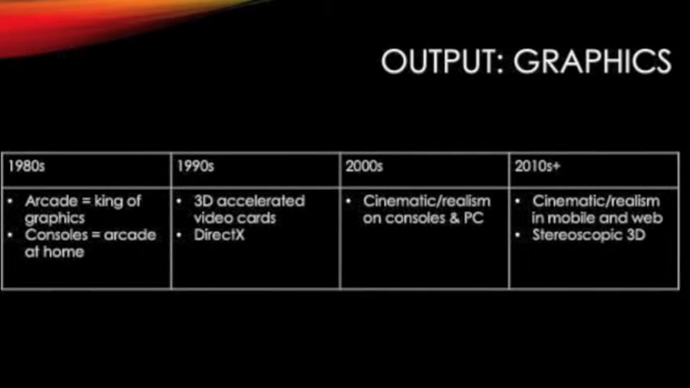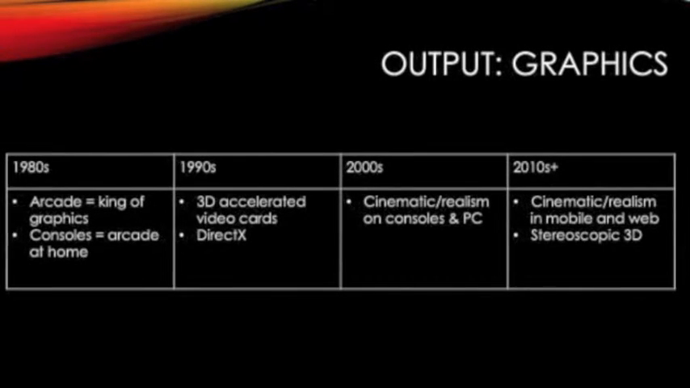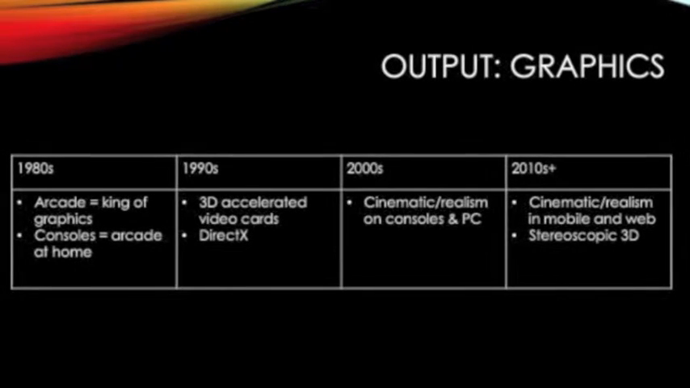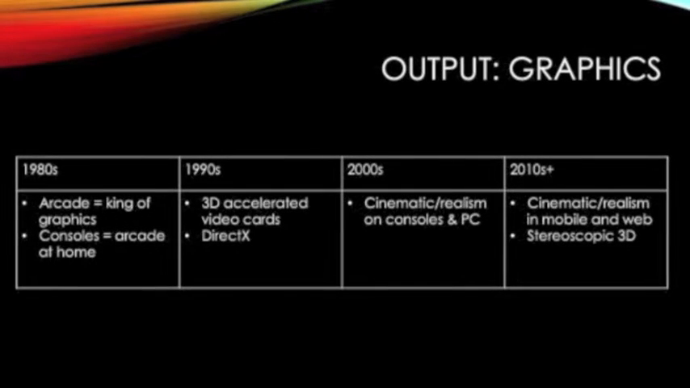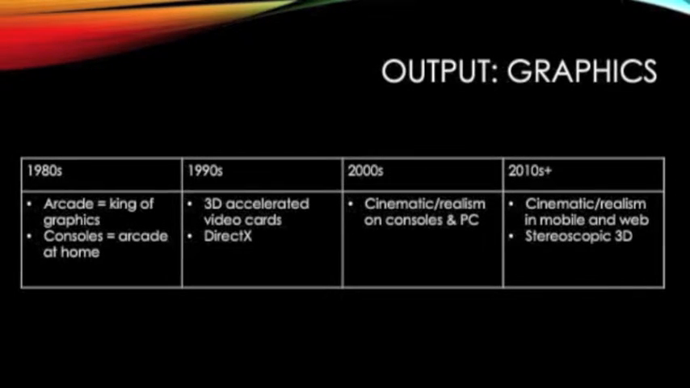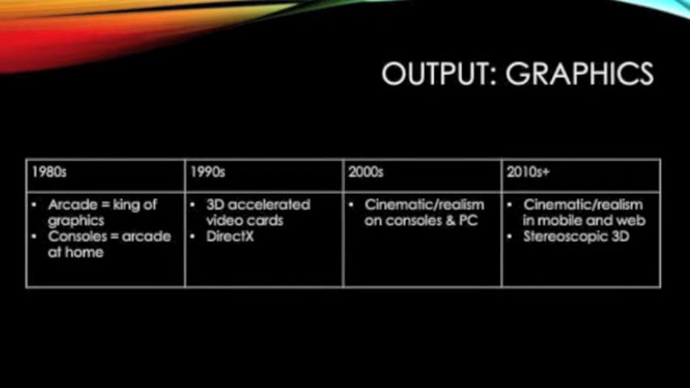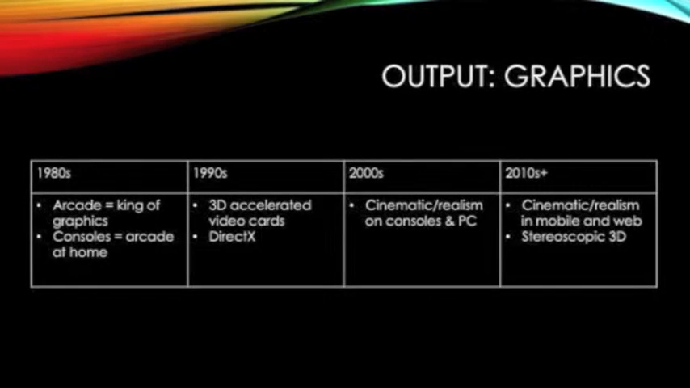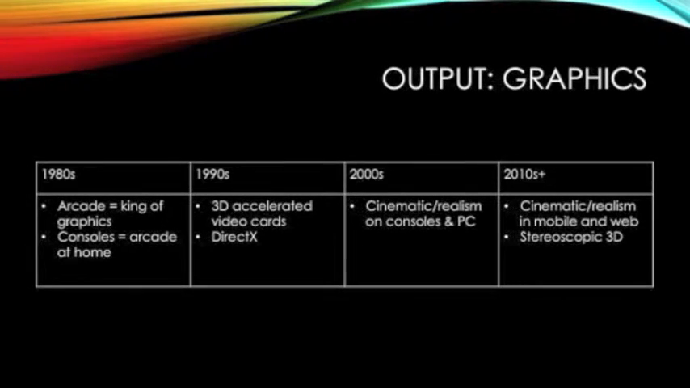This slide provides a timeline of the evolution of video game graphics from the 1980s to the present day. In the 1980s, the arcade game was the king of graphics, along with console games, which provided arcade games at home. In the next decade, in the 1990s, 3D accelerated video cards were developed, along with DirectX. In the 2000s, consoles and PC games focused on cinematic and realistic graphics. In the contemporary era, cinematic and realistic graphics were developed in mobile and web games, which provided stereoscopic 3D.